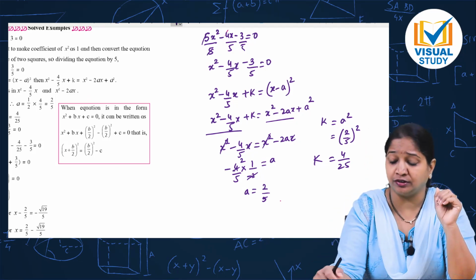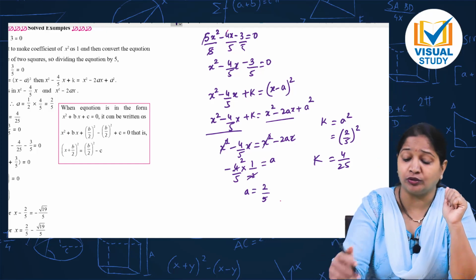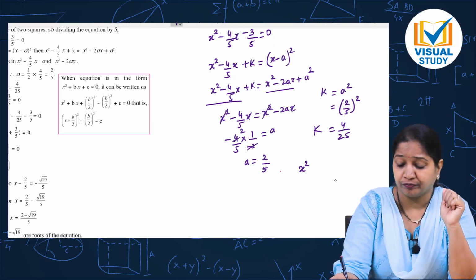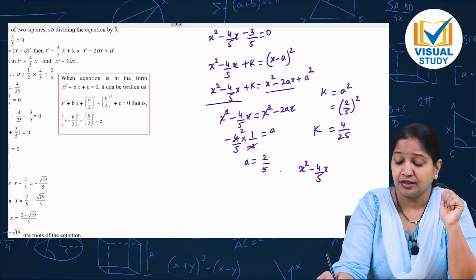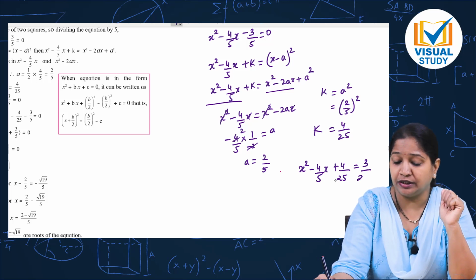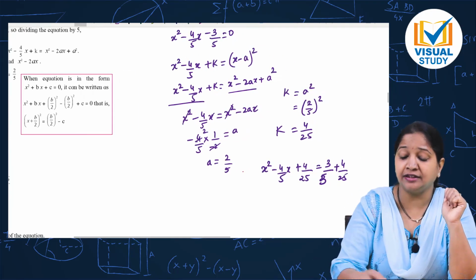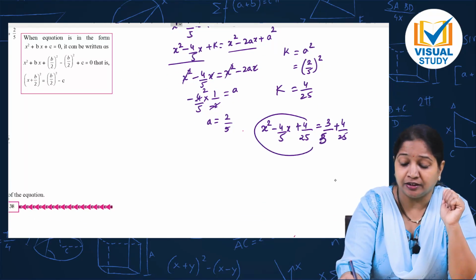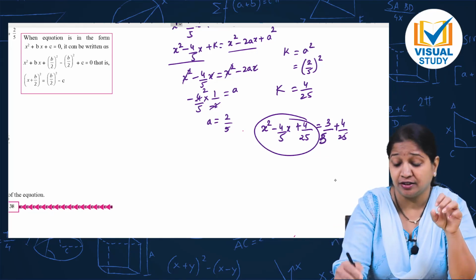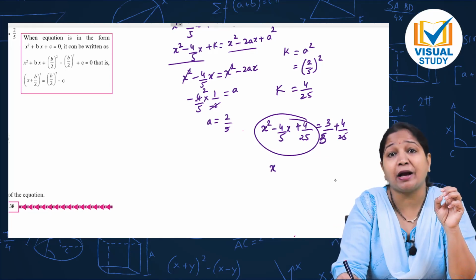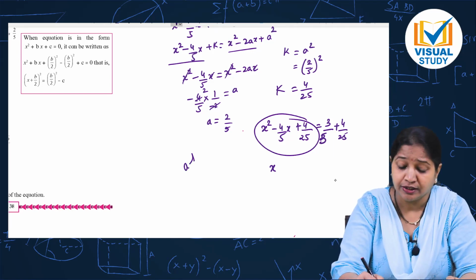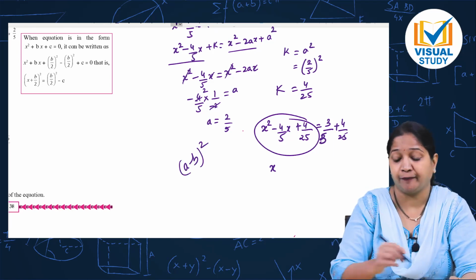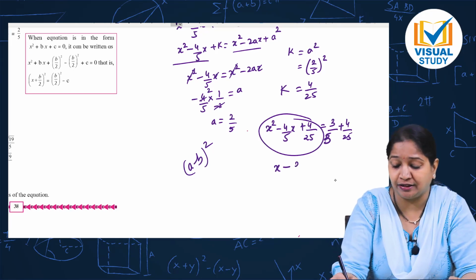Now you are going to get the value of k equal to 4 upon 25. Add k equal to 4 upon 25 to both the sides of the equation, or this plus 4 upon 25 equal to 3 upon 5 plus 4 upon 25. Adding this to both the sides, here again you will get a complete square. So that is x. Now here it is minus. So which formula you are going to use? (a minus b) whole square.